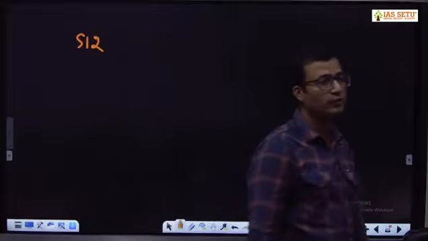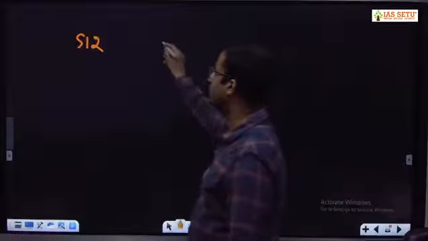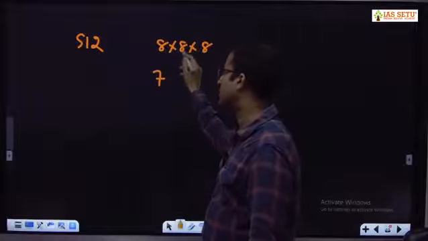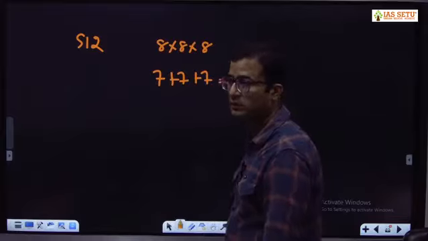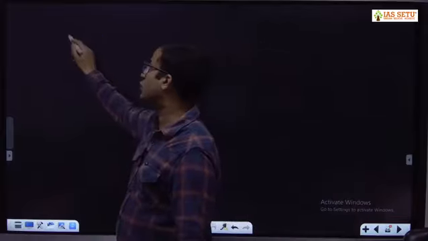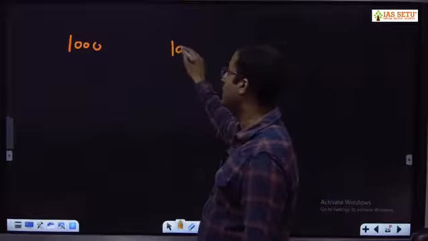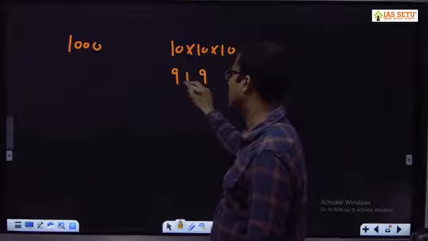Try 512. If the number of pieces is 512, what is the minimum number of cuts required? So here it is 8 into 8 into 8. 8 pieces require 7 cuts, 8 pieces require 7 cuts. So your answer is 21. Try one more question. If the total number of pieces is 1000, what is the minimum number of cuts required? So how will we break 1000? 10 into 10 into 10. 10 pieces require 9 cuts, 9 cuts, 9 cuts. So it is 27.